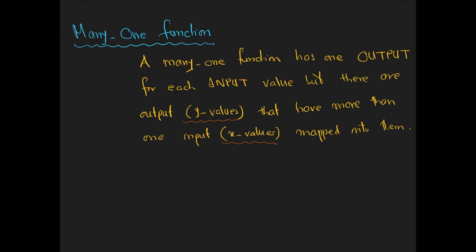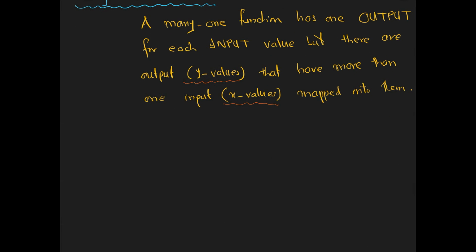For example, if we have a quadratic function, and in this function we can say that for a certain value of y, say y is equal to 2, there are more than one x values. So this is an x value for which y is equal to 2, and this is another x value for which y is equal to 2. So this is an example of a many-one function. For a single y value, there are more than one x values.